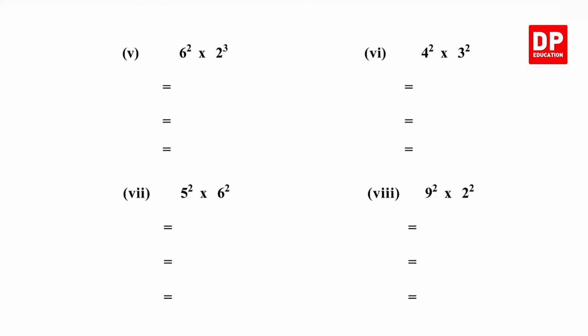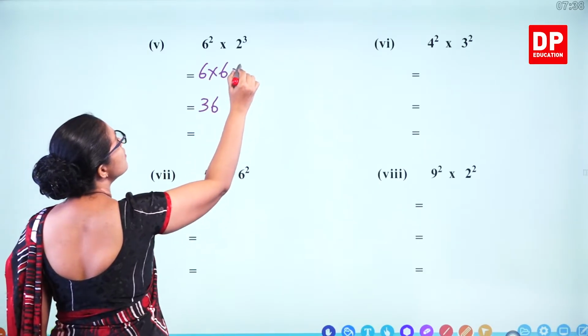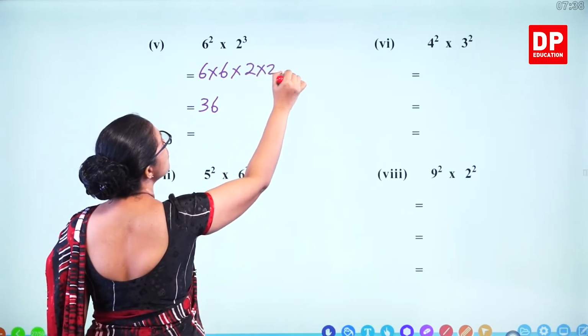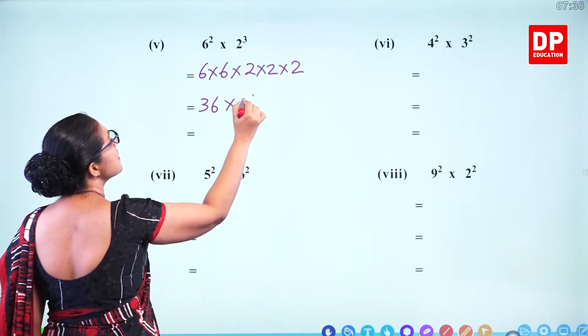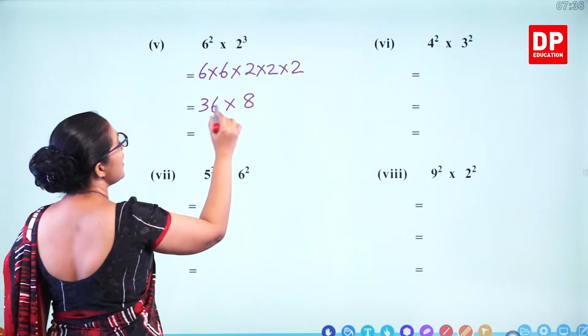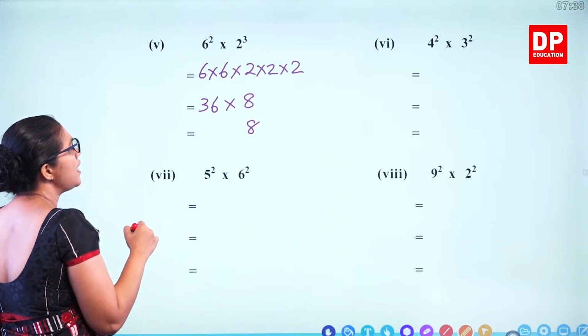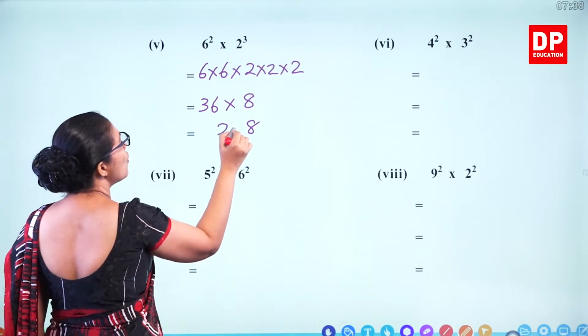6 squared, 6 into 6, 36. 2 to the power 3, 2 times 2 times 2, that's 8. Now 36 times 8. 8 times 6, 48. 4 remaining. 8 times 3, 24 plus 4, 28.